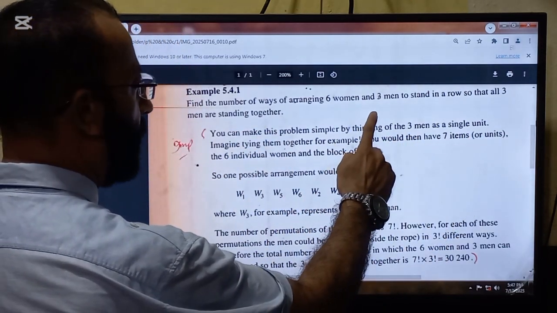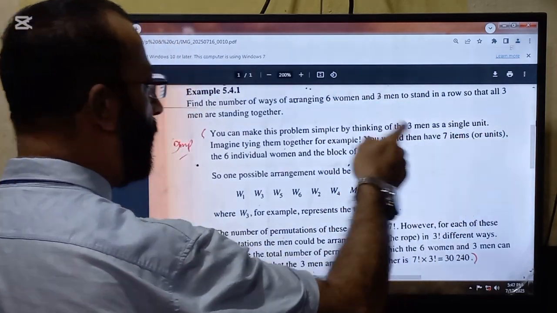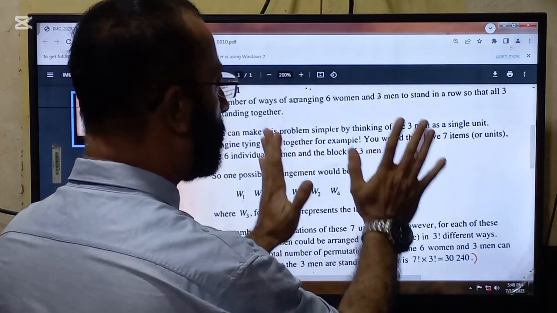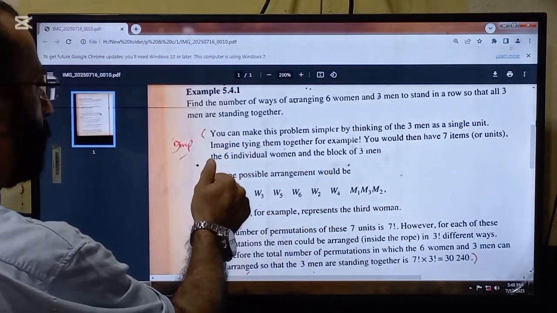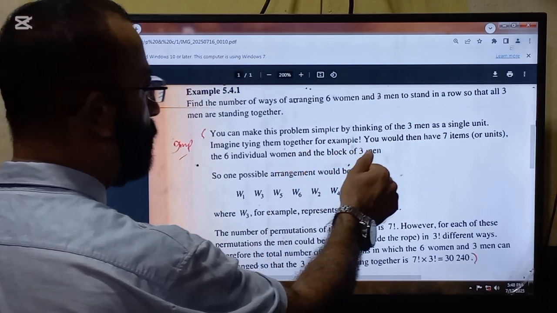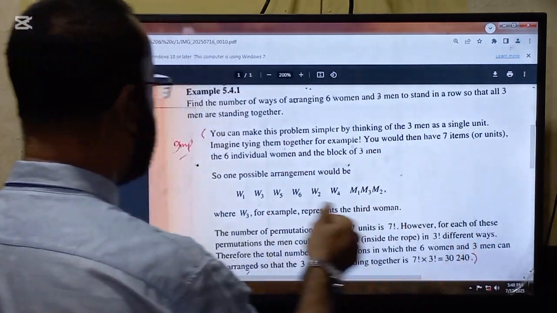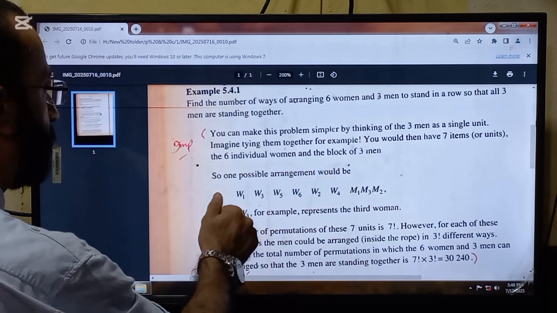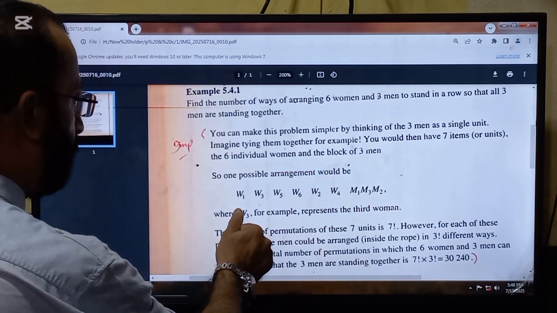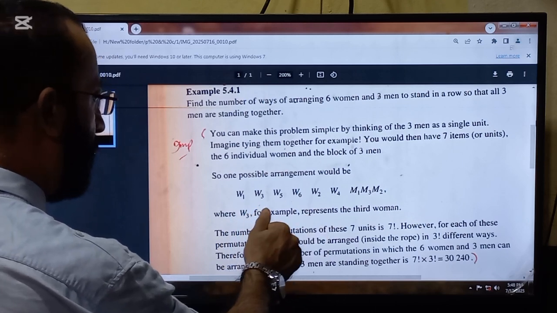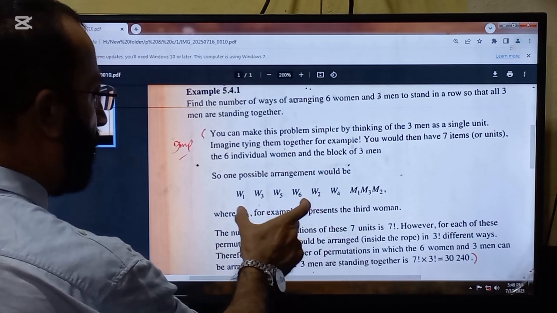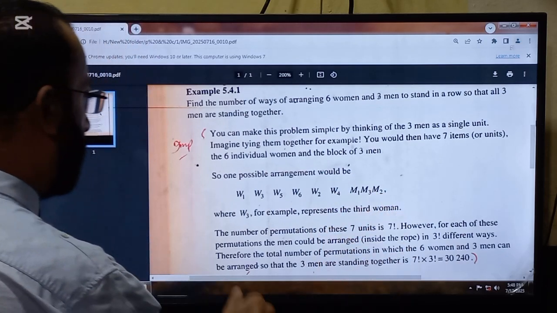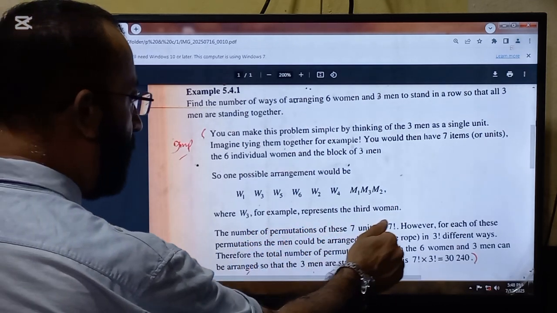So if they are a single unit, and other than the men there are 6 women, so in total there are 7 units now. So look now, imagine tying them together. For example, you would then have 7 items or units, the 6 individual women and the block of the 3 men. So one possible arrangement would be woman 1, woman 2, 3, 4, 5, 6 women are there, and now in this order men are standing there, where W3 for example represents the 3rd woman.